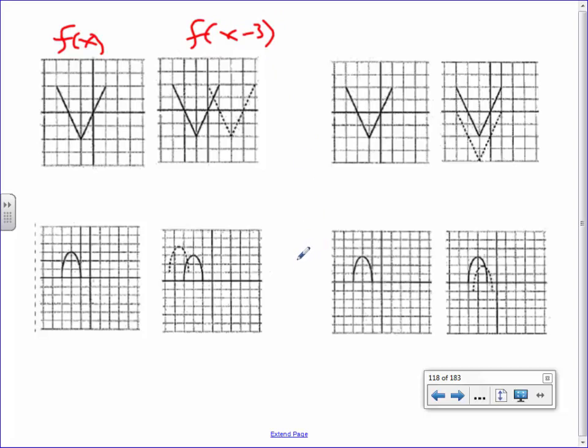Does that make sense to everybody? If this is f of x right here, this is f of x minus 3, the dotted one, because it got moved over 3. And then x minus 3, if you use x minus 3, it sends it that way.